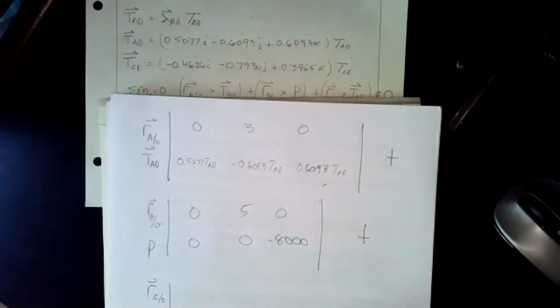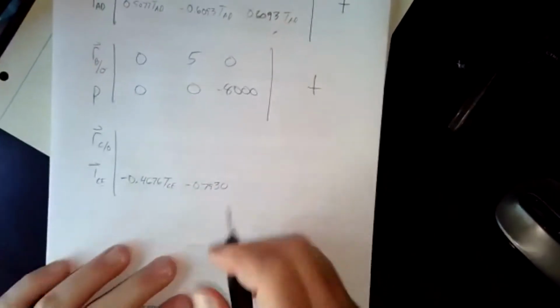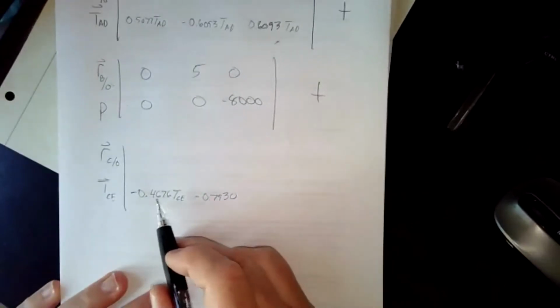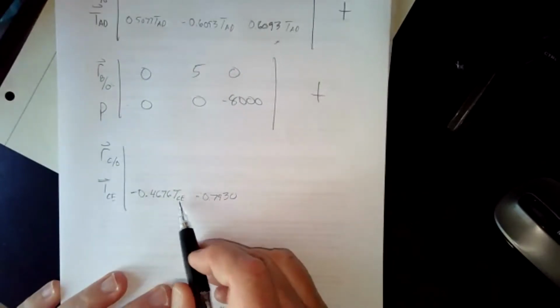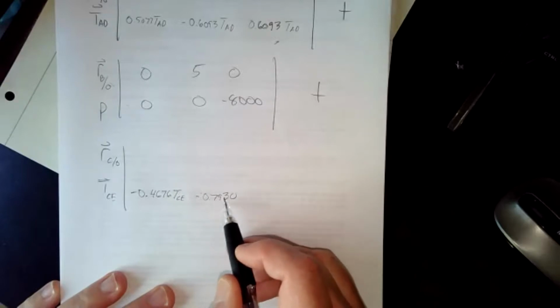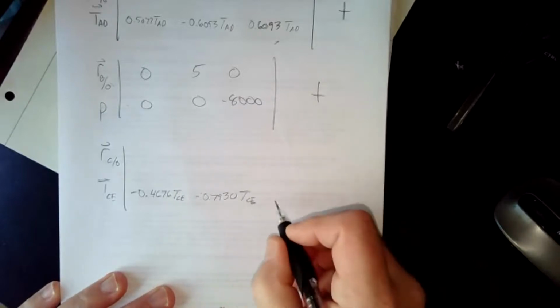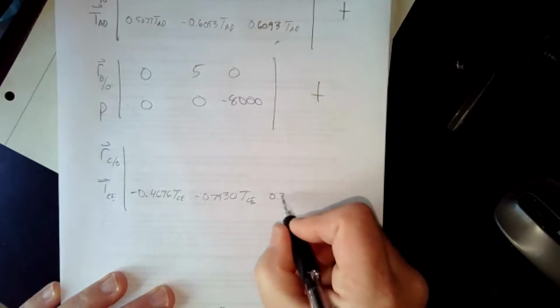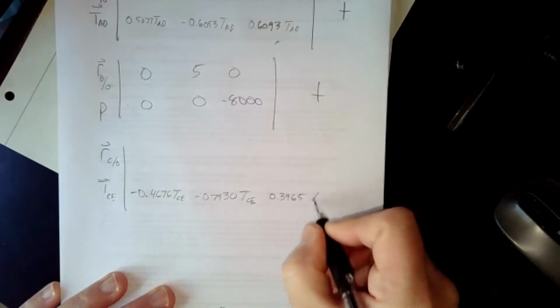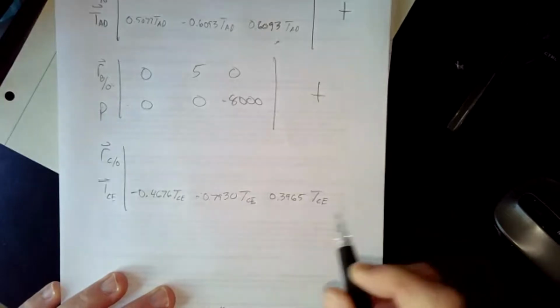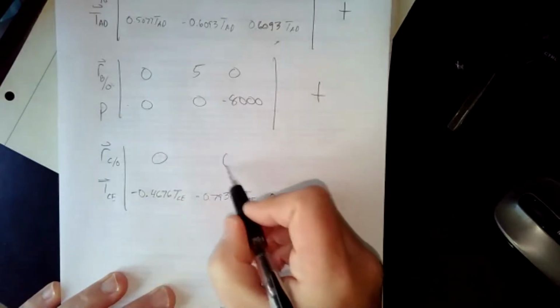Let's see what those were. 7390. I know you can't see the screen, so I'm going to put it up again. My chicken scratches are negative 4676 CE, 0.7930 TCE, and then positive 0.3965 TCE, and then you have basically 0, 6, 0.